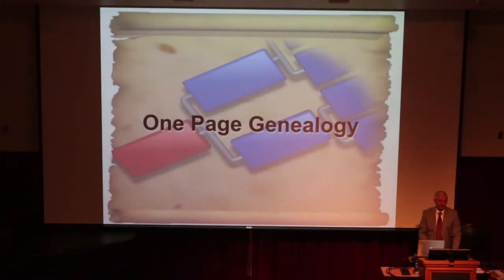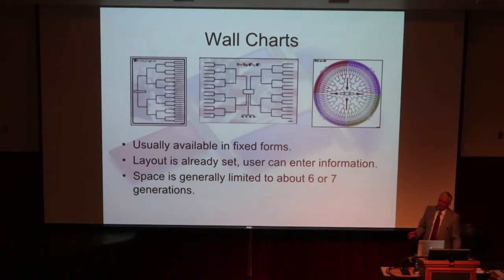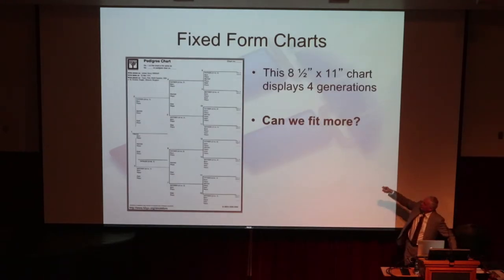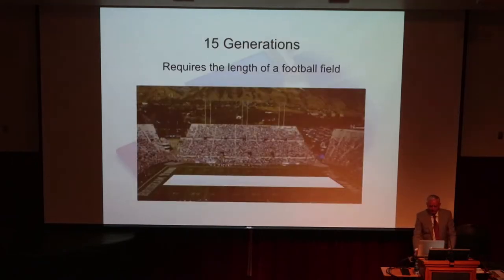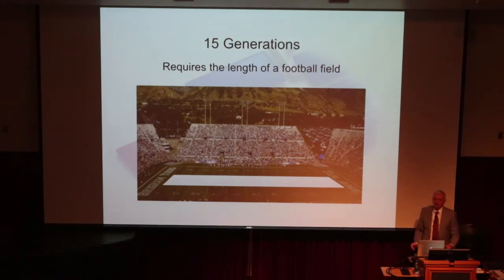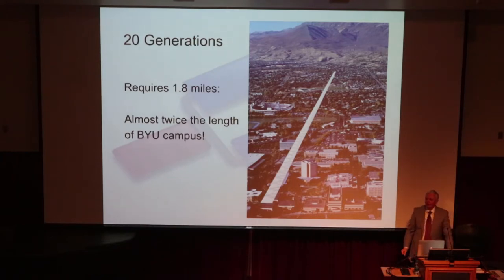One-page genealogy is basically a genealogy chart program. The idea here is that traditional pedigree charts have a fixed format. You just fill in the names of your ancestors, and if they're missing, that's fine. They're just blank spaces there. The problem with these fixed form charts is each time you go out a generation, the number of ancestors doubles. So the size of the paper would have to double, which means if you had a 15 generation pedigree chart that had every blank available, it would be about the length of a football field. 20 generations would be twice the length of campus.